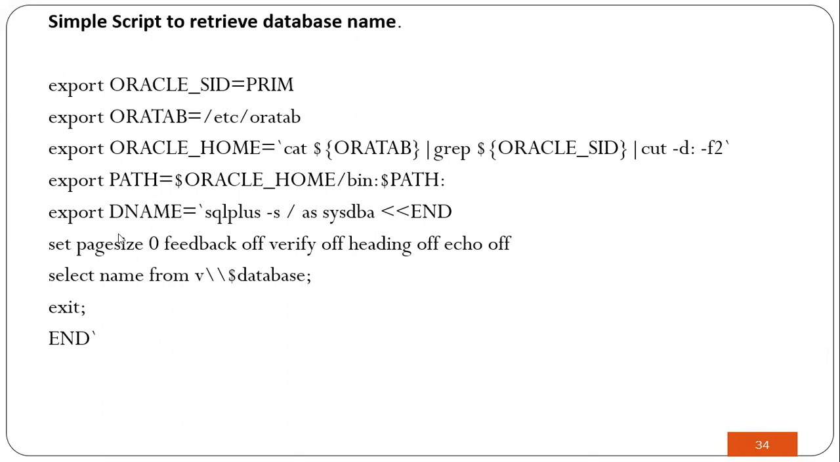In this script, we are storing the value of the database select name query in the dname variable. This is a user defined variable. We discussed variables and their usage in the last sessions. Here we are using the variables, like the Oracle home variable, to set the value dynamically from the files.